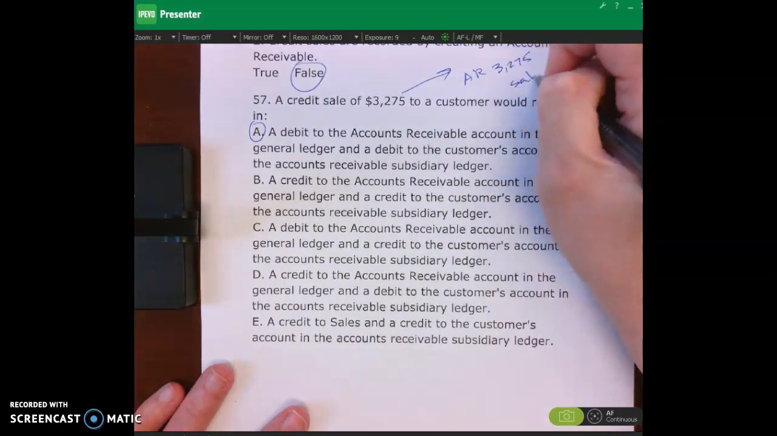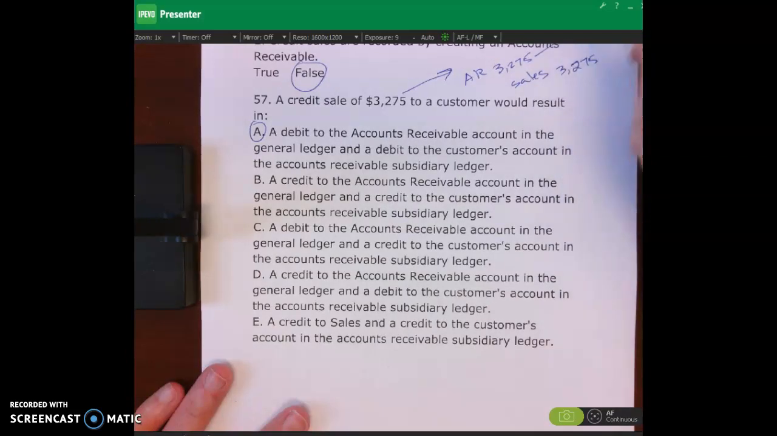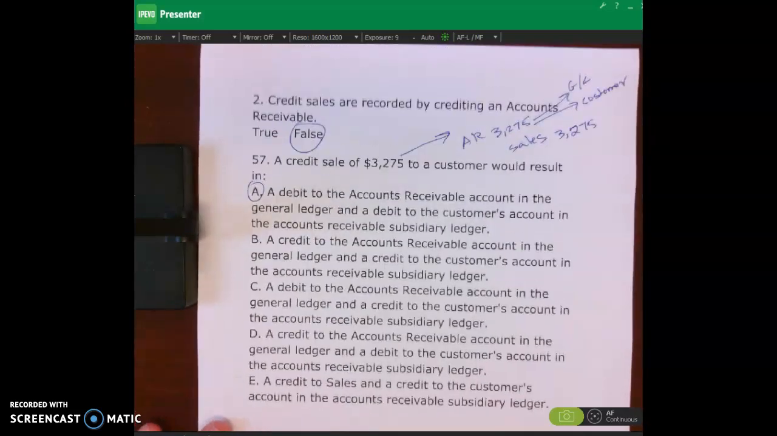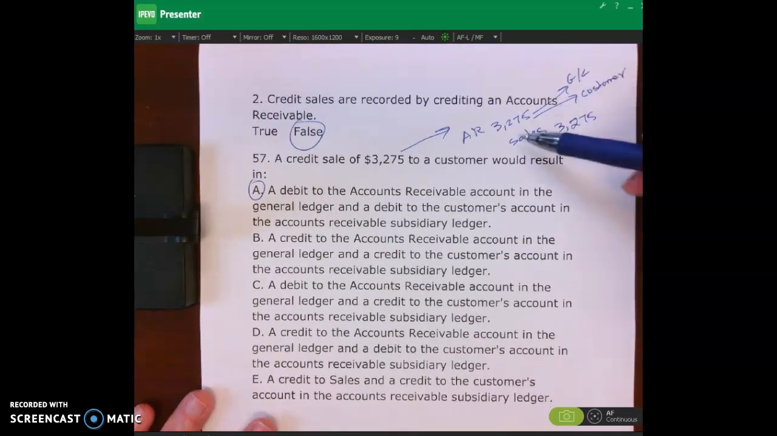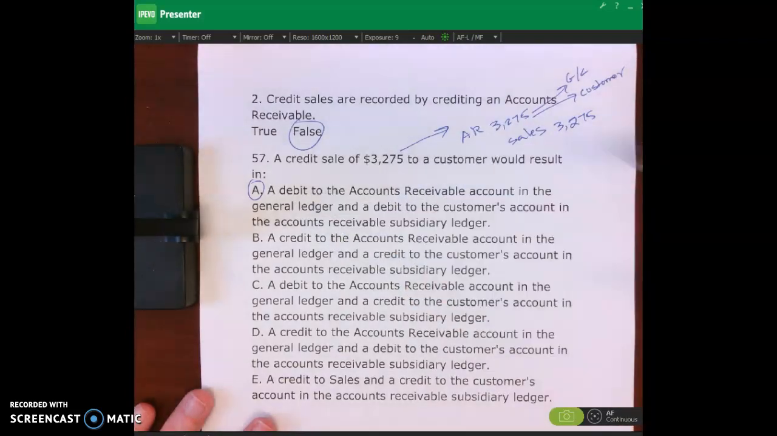Credit sales, $3,275. And then this is posted to the general ledger, GL, and also to the customer subsidiary ledger. Okay, sorry about that. So this is our journal entry, debit accounts receivable, credit sales. That would be posted to the GL and to the customer's subsidiary ledger. And so maybe writing out that journal entry to see that it's a debit would help you to understand why the answer is A here.